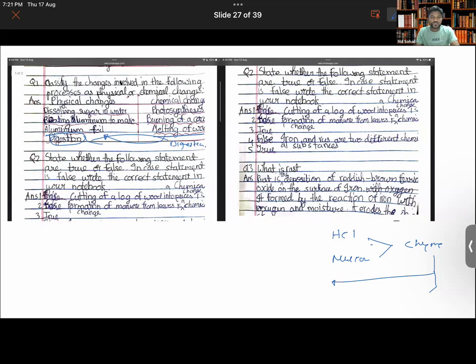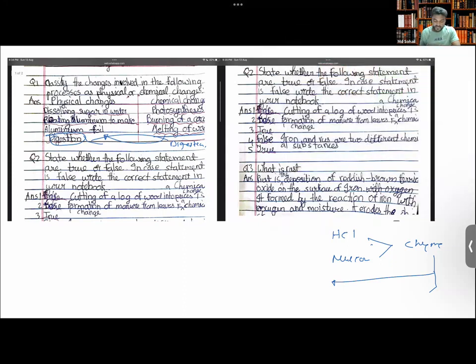And then again, you made another mistake in the second question. Cutting a log of wood into pieces is a chemical change. Although you can't get back the tree from its wood logs, the composition has not changed here. Earlier also it was wood, now also it's wood. But if you were to burn the tree, or burn the log of wood, that would be an example of chemical change. Got it? Okay. What is rust here? Okay, that you have answered.